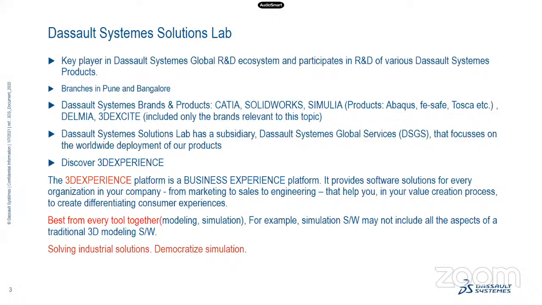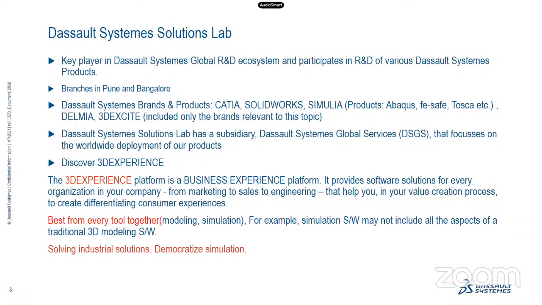3D Excite is for highly competitive visualization of virtual simulations. We also have a service side of the company, where we help the customer implement solutions using our software. And the 3D Experience. Currently, this is the major trend in the industry. The 3D Experience platform concept is the current trend in industry.